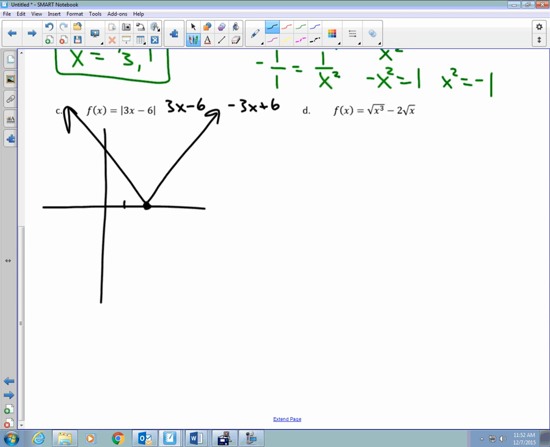Okay, if you were to take the derivative of 3x minus 6, what would you get? 3. Is 3 ever equal to 0? No. Take the derivative of negative 3x plus 6. What do you get? Is negative 3 ever equal to 0? So the derivative is never equal to 0. However, is there a spot where the derivative does not exist? What spot is that? Yeah. So that's my critical value because the derivative does not exist at x equals 2. It is a corner.